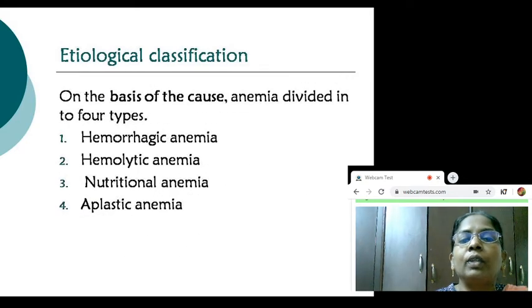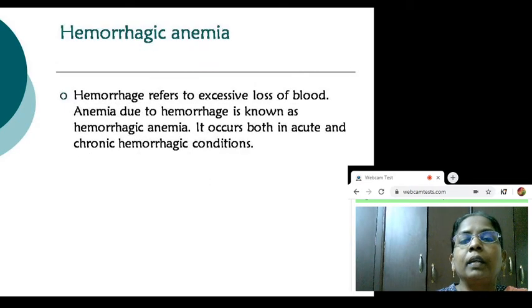Then etiological classification, as I told you earlier, is on the basis of the causes. It is divided into four types: hemorrhagic anemia, hemolytic anemia, nutritional anemia, and aplastic anemia. First one, hemorrhagic, means excessive loss of blood, that is bleeding, and it's called hemorrhagic anemia. It occurs in both acute and chronic forms. Acute anemia will be for a period of time, and in chronic the anemia will be for a prolonged time.